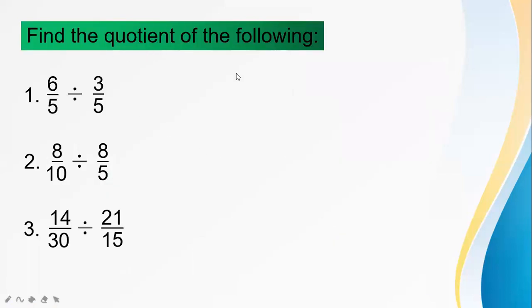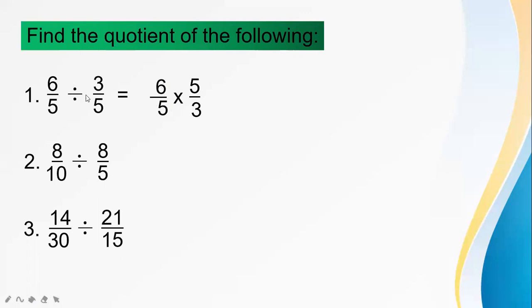Next, we have: find the quotients of the following. Before we proceed to division of rational algebraic expressions, a short review on how to divide fractions. So we have 6 over 5 divided by 3 over 5. So all you have to do is copy the first term. So this will be the first term, 6 over 5.